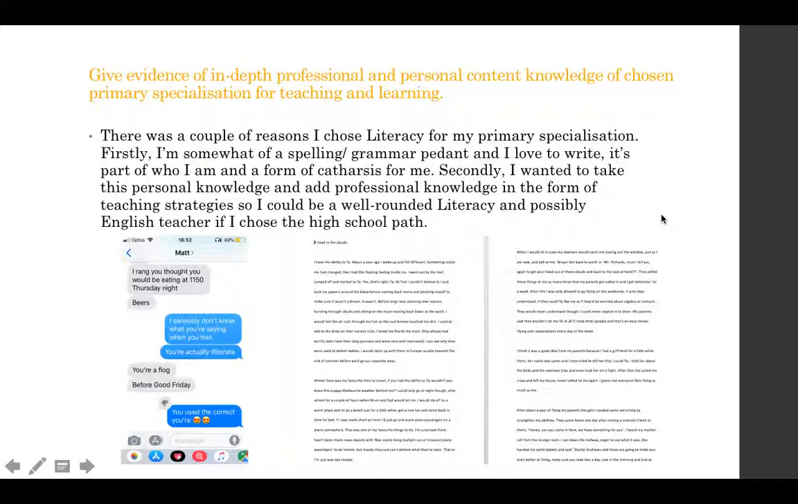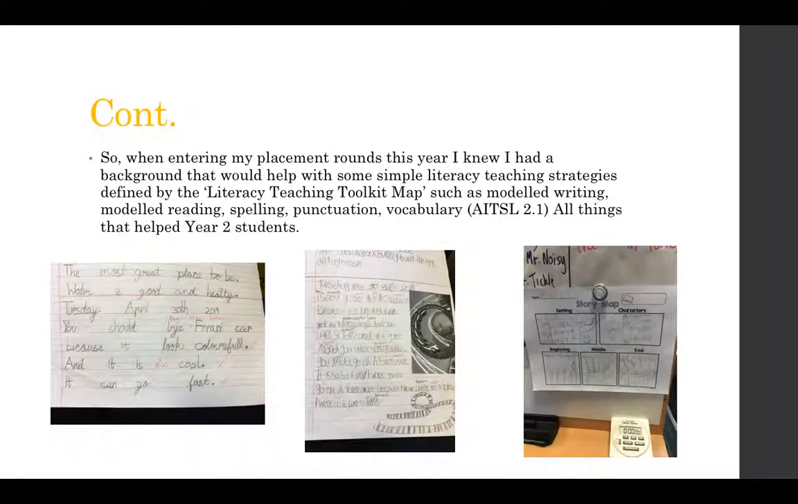But more than that, I wanted to be able to add professional knowledge. I felt like I lacked that a bit, even though I was good at English through school and did it as my minor in this degree. I just didn't feel like I had those processes to go with it all. That's why I chose it as my specialisation. So helping out, I thought that I would be pretty good with modelling writing, modelling reading, spelling, punctuation, vocabulary. That's all important to year 2 students.